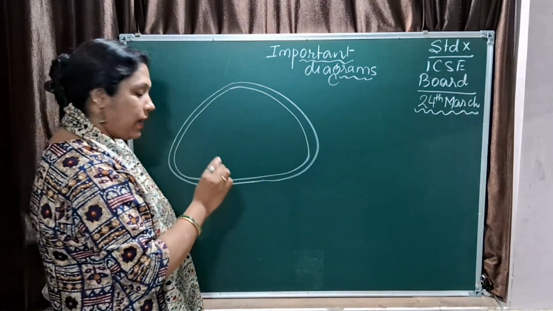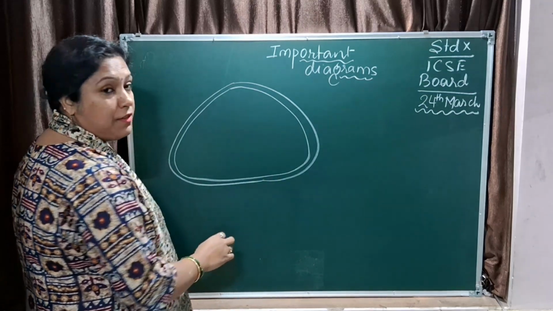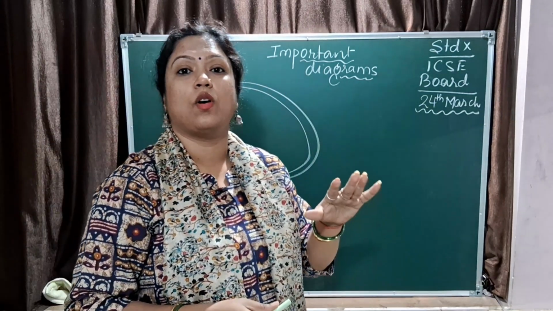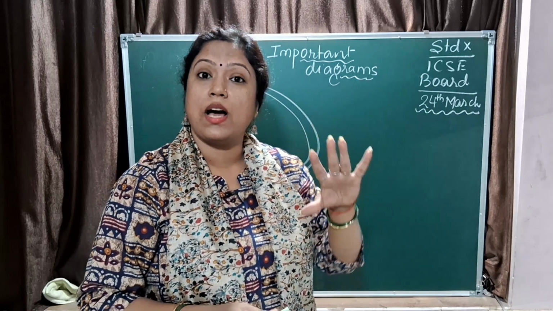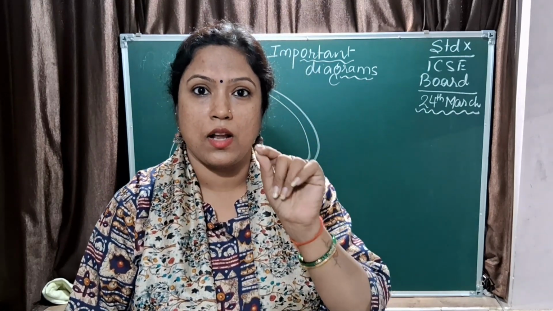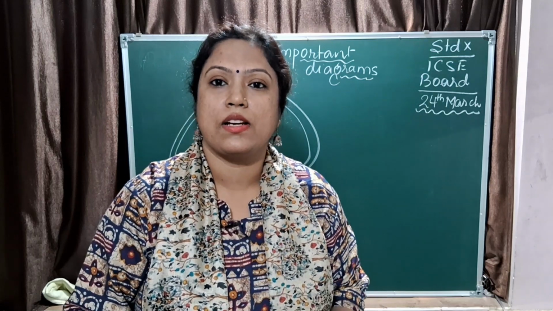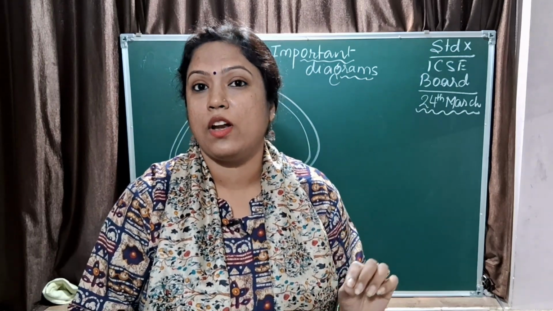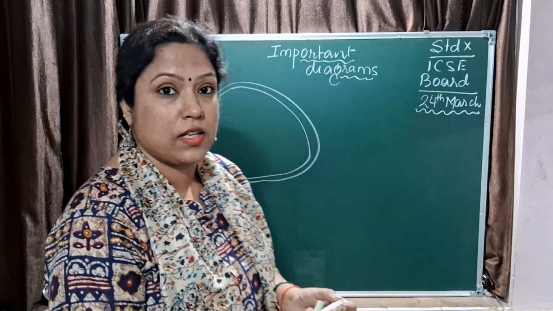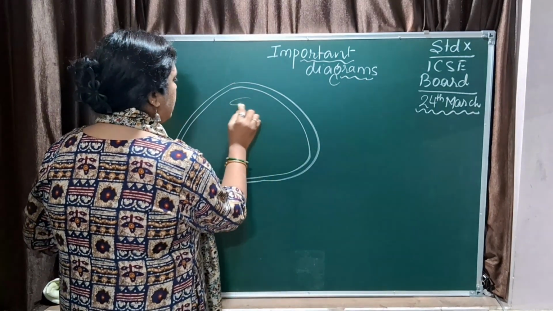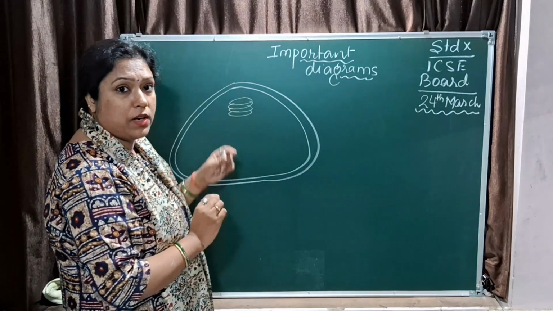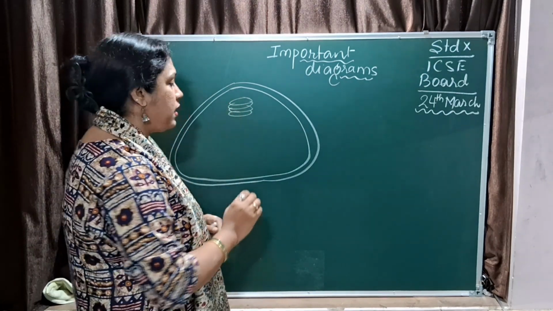Yes, in that you have to have thylakoids. Why is chloroplast important? Because it is a site of photosynthesis. The dark reaction takes place in the stroma, S-T-R-O-M-A, and the light reaction takes place on the membrane of thylakoids. Yes, thylakoids. So let us draw the thylakoids. These are the thylakoids. Stack of thylakoids is called granum.